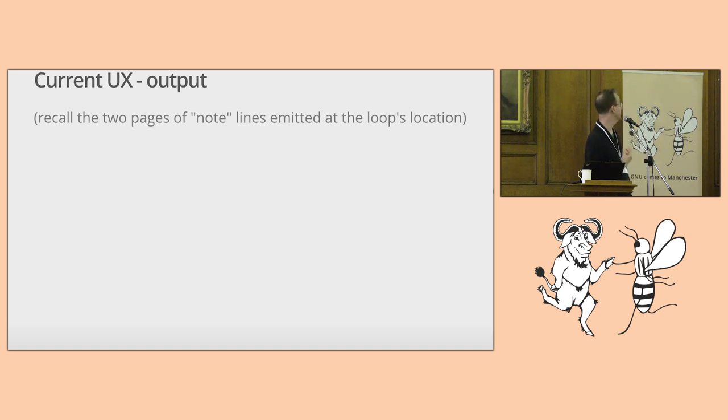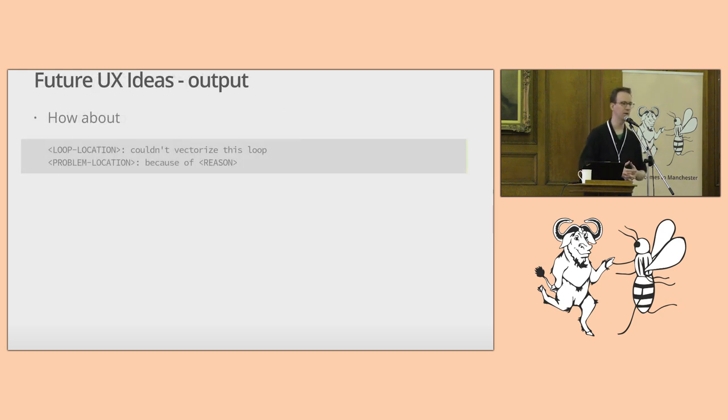In terms of filtering, there's the current user experience for an end user looking at a loop. If you remember those two pages of notes, which tell you various arcane details about the insides of GCC, about GIMPLE, and one of them is, this is the statement I couldn't handle. What would an end user like to see? My view is: here's the location of the loop, I can't do loop vectorization on this loop, here is the problematic statement, its location, and here's the reason. We ought to provide end users with a way of getting at that somehow.